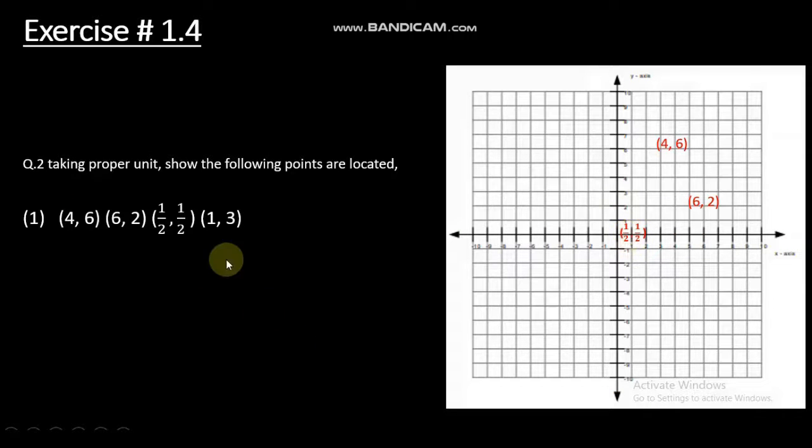Okay, now 1 and 3. 1 means positive, and 3 is also positive, 1, 2, 3. So we can write here. This is the question number 2. So we can write in this form.